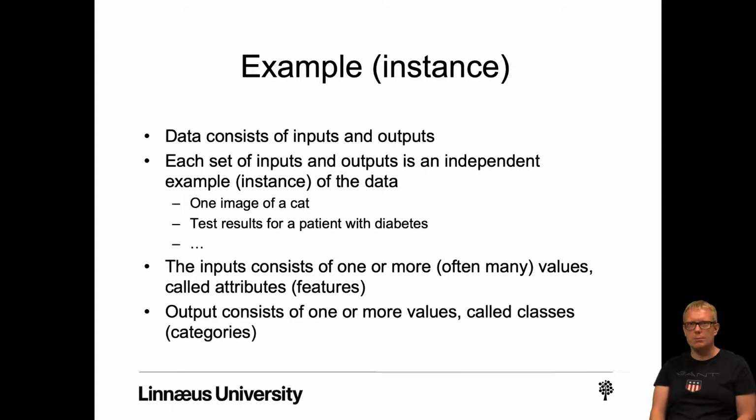Data consists of inputs and outputs. Each set of inputs and outputs is an independent example, or sometimes called instance, of the data. It could be one image of a cat, a set of test results for a patient with diabetes, and so on. The inputs consist of one or more, often quite many, values called attributes or features. Output consists of one or more values called classes or categories.